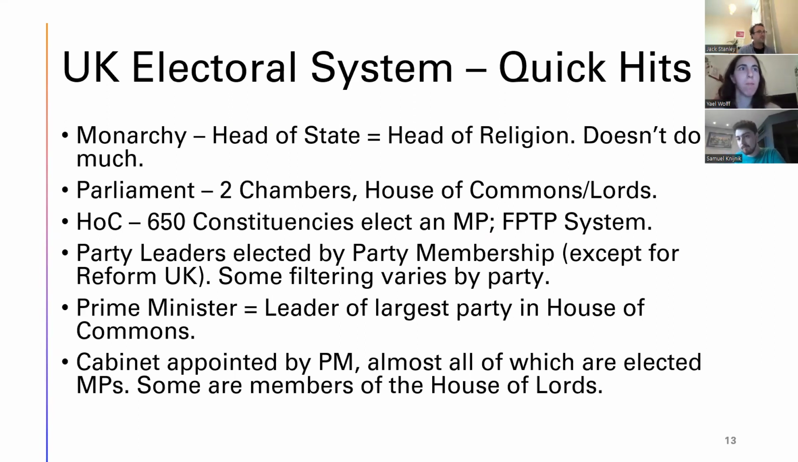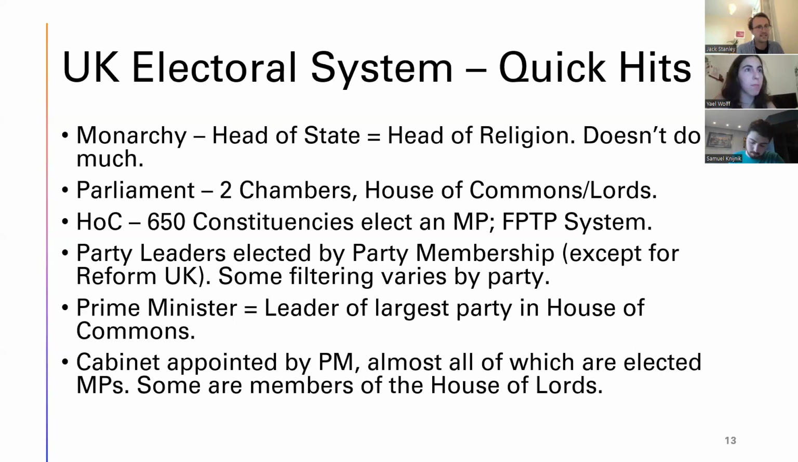There are 650 constituencies, and they all elect a member of Parliament. We have a first past the post system, which leads to some bizarre electoral outcomes that we'll come on to in a minute. Party leaders are, broadly speaking, elected by the members of those political parties. So Labour members voted for Keir Starmer to become the leader of the Labour Party. The exception is Reform UK, which is Nigel Farage and Richard Tice's party.